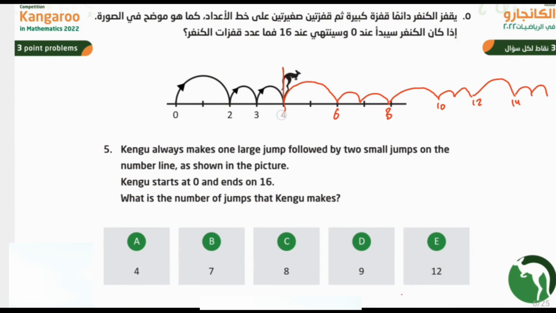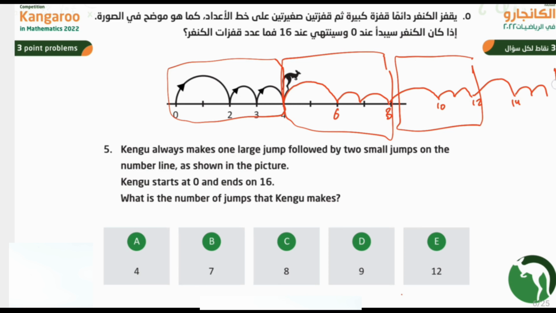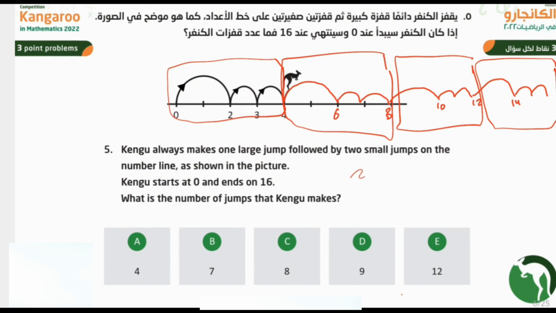So here, how many sets do we have of jumps? 1, 2, 3, and 4. So we have 4 sets of jumps, and each one of them consists of 3 jumps. So we will multiply 4 by 3, and we will obtain 12, and E is the correct answer.